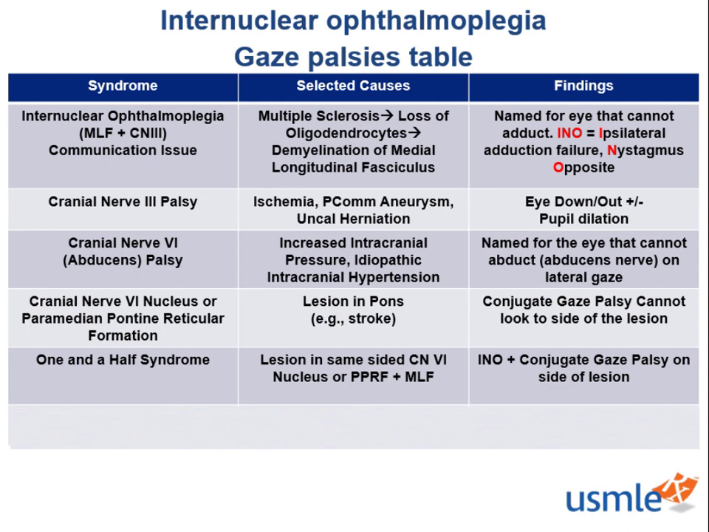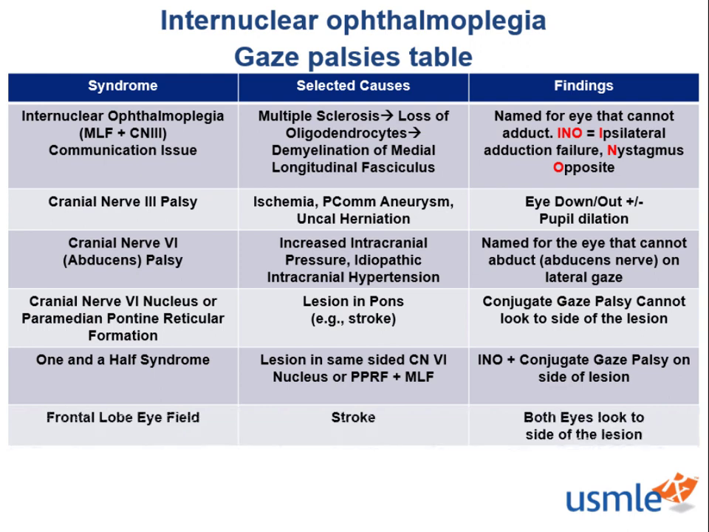This makes sense as these structures are located in the pons, so a lesion in the pons could damage the left PPRF or left cranial nerve 6 nucleus and the left MLF, leading to a 1.5 syndrome, which leads to an internuclear ophthalmoplegia and a complete gaze palsy on the side of the lesion.